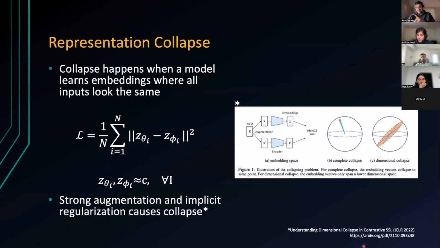Okay, one more thing. Implicit regularization, what does that actually mean? It means when you are using layers like batch norm and dropout, which inherently cause the network to be regularized instead of adding some regularization term in the loss function.